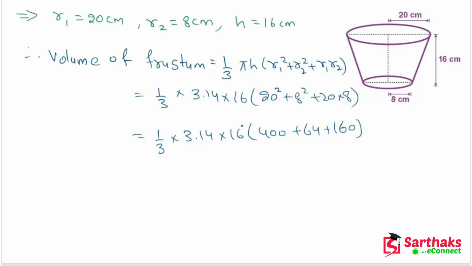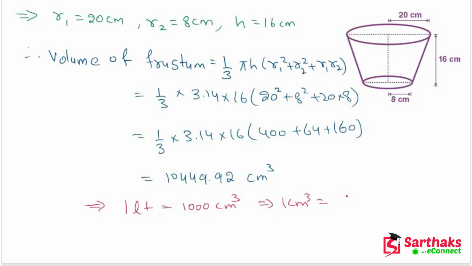Now, my dear friends, if you solve this, we get 10449.92 centimeter cube. Now, this is in centimeter cube, and we have to convert it into liter. So we know that 1 liter is equal to 1000 centimeter cube, and for 1 centimeter cube we have 1 upon 1000 liter. So now we have to convert this.